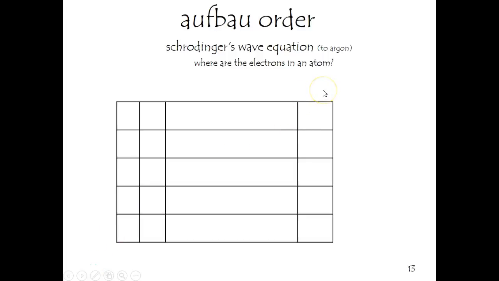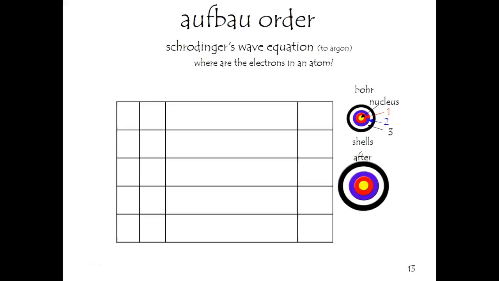Aufbau order. Ever since the work of Niels Bohr, who determined that electrons reside in shells, where we have the nucleus and then the electrons residing in the first shell, the second shell, the third shell, a very simple model, we've now come to understand that there's details within that. For example, now we know that sure you have the first shell, but you also have a second shell which has details within it. We call that a p orbital.